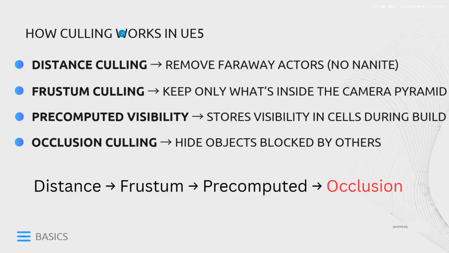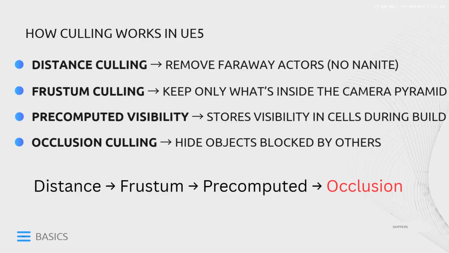Pre-computed visibility means we store visibility in some cells, and each time the player goes inside a cell, we know exactly what the other cells to show are. Okay, we will talk about that. Occlusion culling means hide objects that are behind other objects.